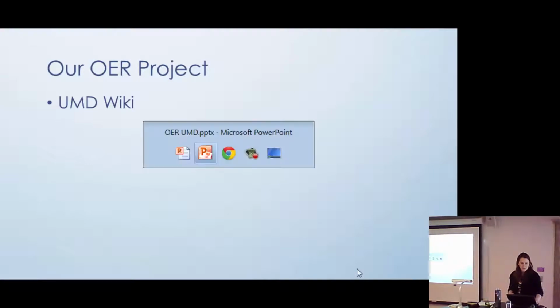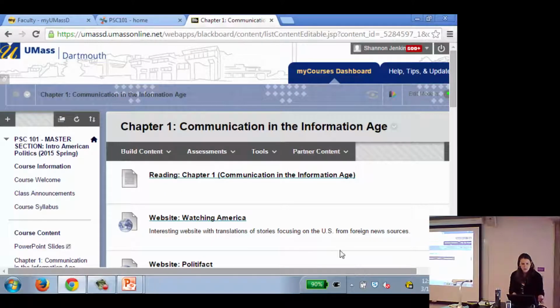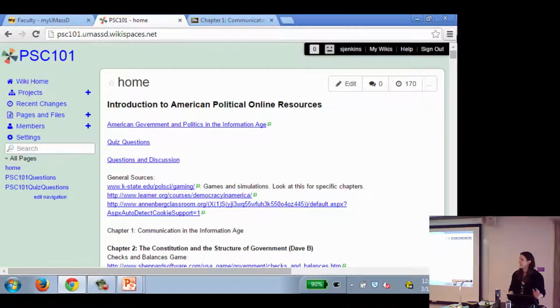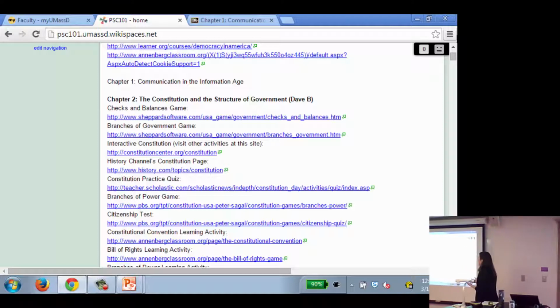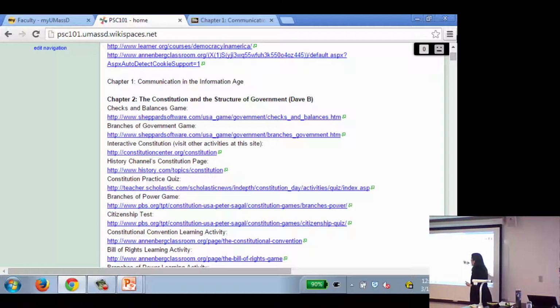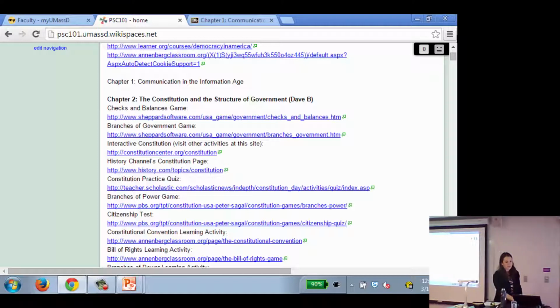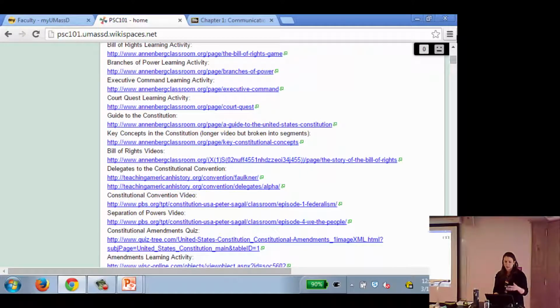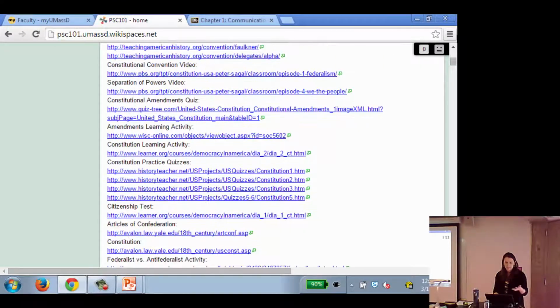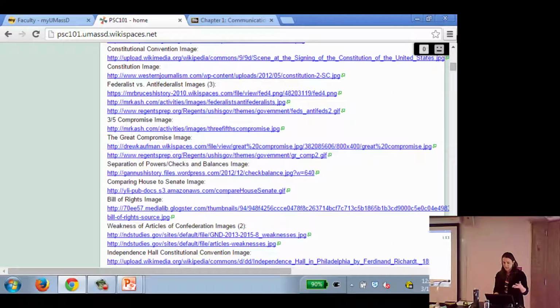And so we started out by developing a wiki, which I'd like to show you. It's a total mess. I'll be the first to acknowledge it. But what we did is we just started making this as a repository. We had our student workers go out, you'll see their names are on there, and find stuff that might be useful to use. So here's an interactive constitution, some games about the branches of government, checks and balances, the citizenship test. They identified all sorts of resources for us. The Bill of Rights, going on and on, a constitutional convention, amendments. And there's a lot of them.